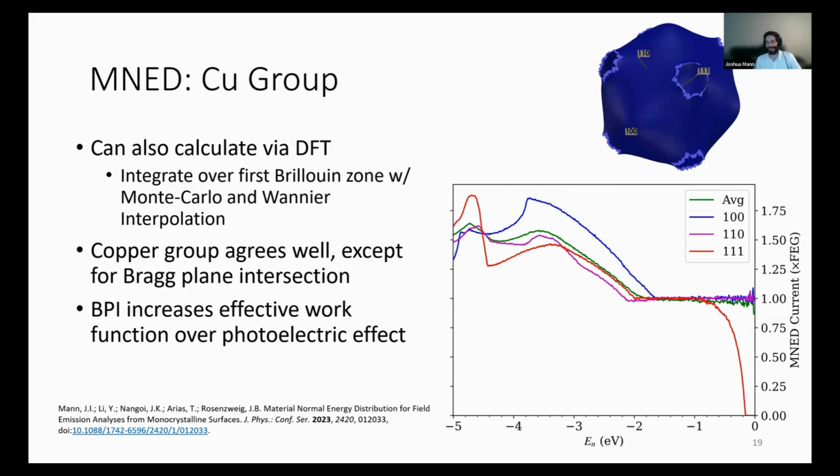Okay, so it might have been good to start with a Fermi surface that looks like this, because this is a lot cleaner looking and a lot nicer. But this is the MNED I calculated for copper via DFT. Essentially, if you want to use a DFT result to get the MNED, you just have to integrate over the entire Brillouin zone within your material. In my case, I use Monte Carlo and Wannier interpolation if you're interested in those details.